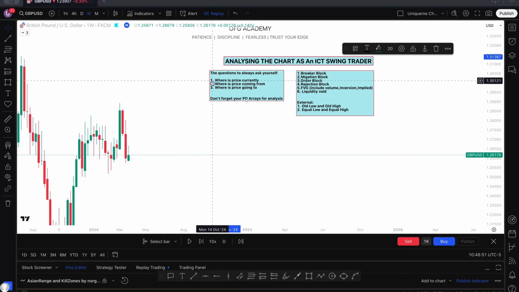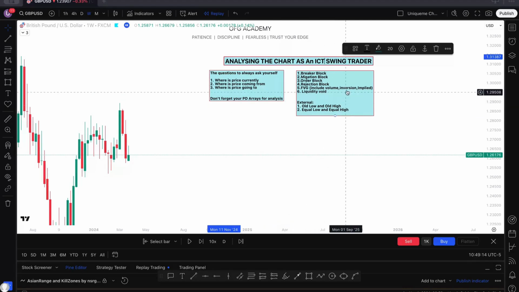Firstly, you ask yourself, where is price currently in our premium and our discount? Is price in the premium or in the discount area? Second question you ask yourself is, where is price coming from? And the third question you always ask yourself is, where is price going to? Don't forget your PDRA and also your entry method.